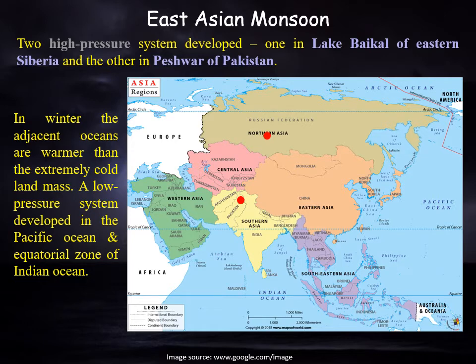If we look at the distribution of the Asian landmass, then it is surrounded by the Indian Ocean, Pacific Ocean, and in the north there is the Arctic Ocean. So during winter, the landmass of Asia will evidence a high pressure system. Now two high pressure systems are developed in the Asian landmass, one near Lake Baikal in Siberia and one in Peshawar, Pakistan.